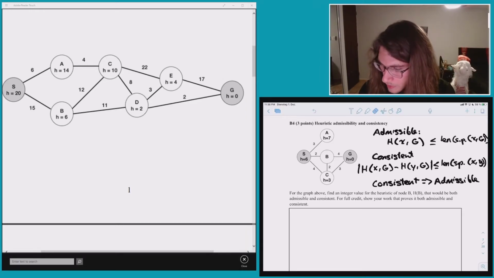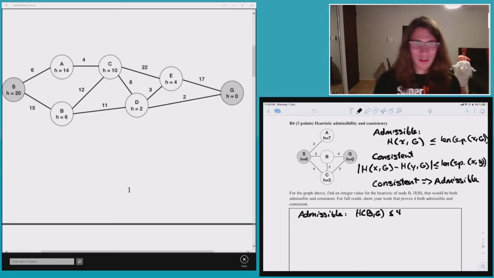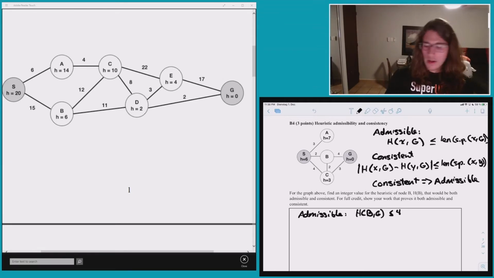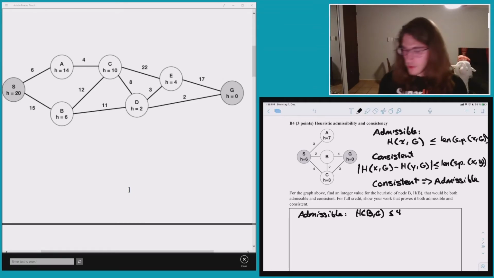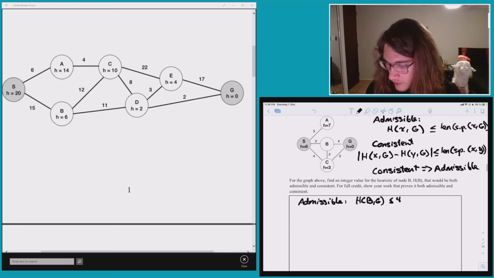Okay, so let me start with admissible because it's much easier. If it's admissible, the heuristic of b to g should be less than or equal to the shortest path to g, which is 4. So I have my first constraint, it must be less than or equal to 4. And now I'm going to start testing the neighbors to check for consistency.